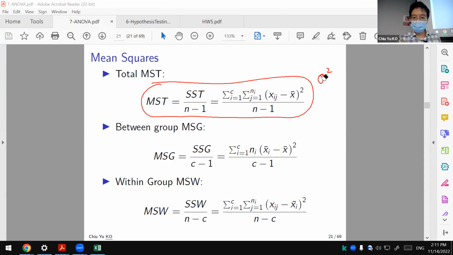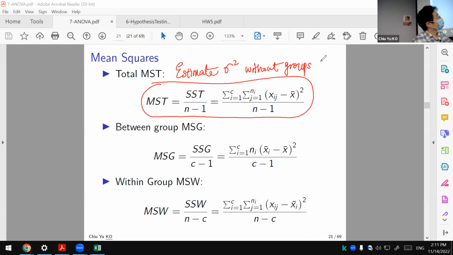You just estimate sigma without grouping, so basically forget about the group. Just add them up, subtract the mean, square, and then divide by n minus 1, okay? So this is the raw thing we have, right? But we are not using this one. Don't worry, we'll use the next 2.